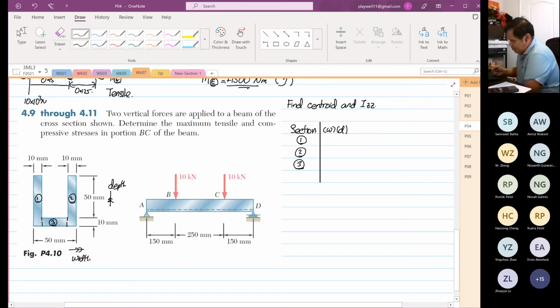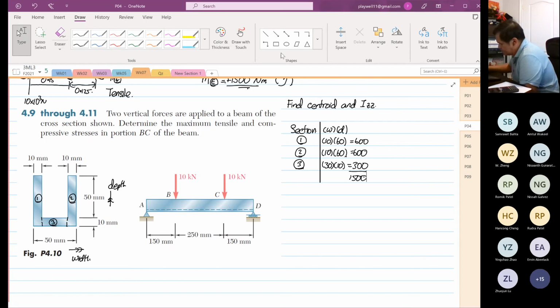Okay, so for section number 1, the width is 10, the depth is 60. Okay, so just to confirm, width is 10, 60 is correct. So this is equal to 600. For section 3, the width is 30, the depth is 10. So this is equal to 300. So 600 plus 600 plus 300, so this is 1500.